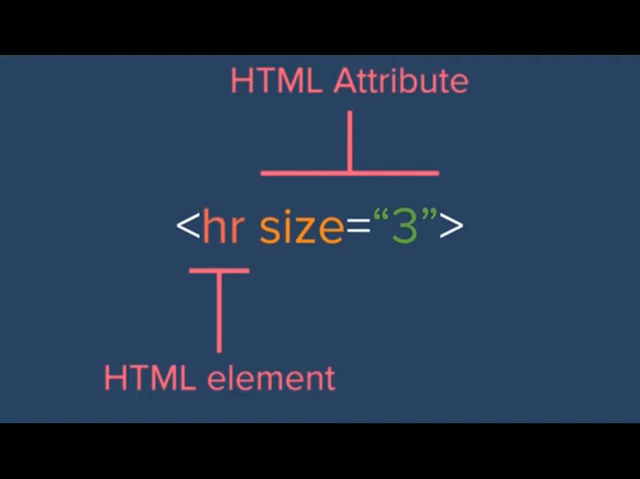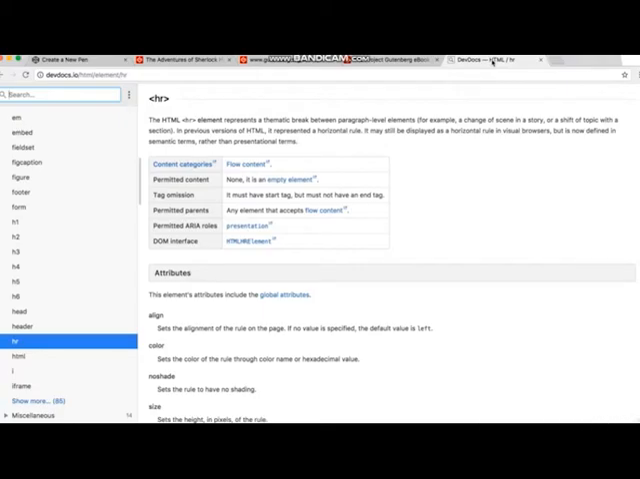Now what does size 3 mean, and how do we know that we have these HTML attributes available to us? You have guessed it, we are going back to the documentation. Now I am making a big deal about going to the documentation, but it really is an important skill.